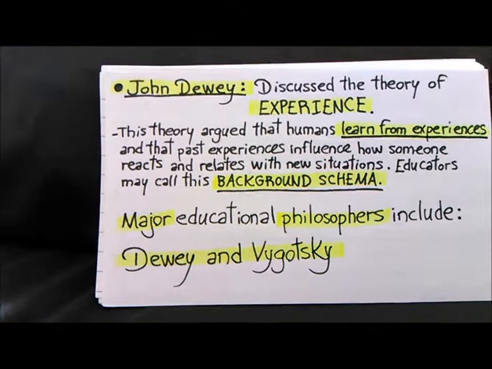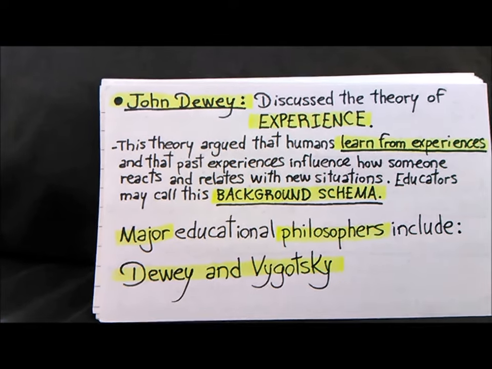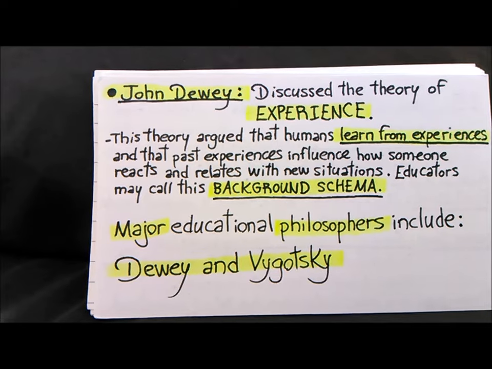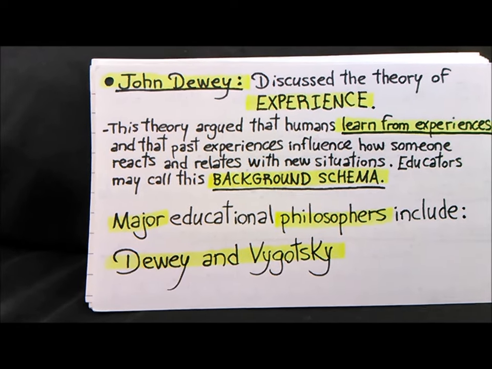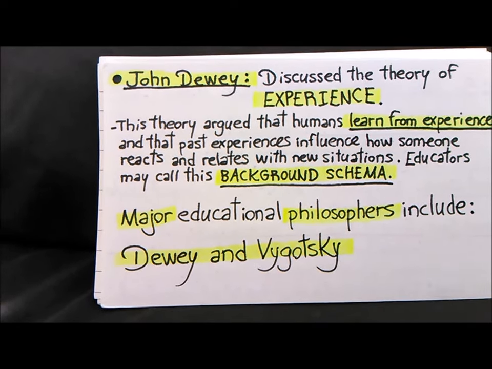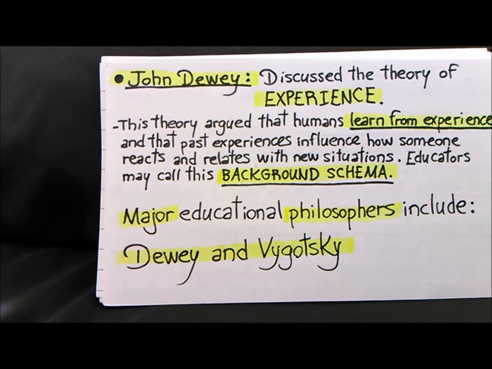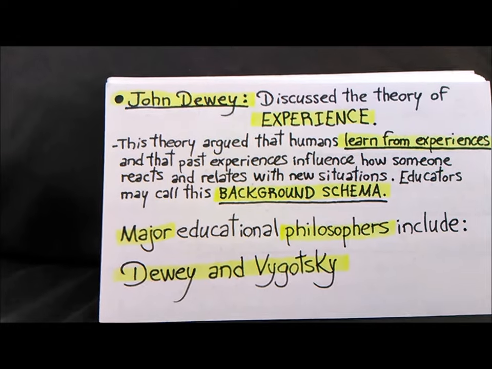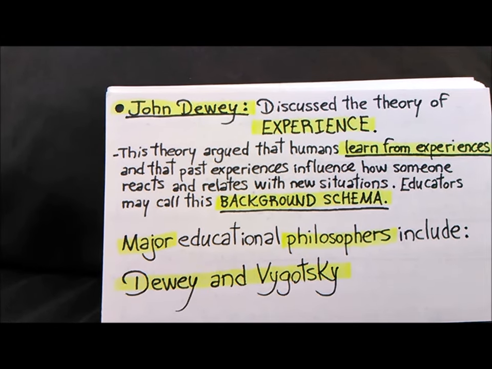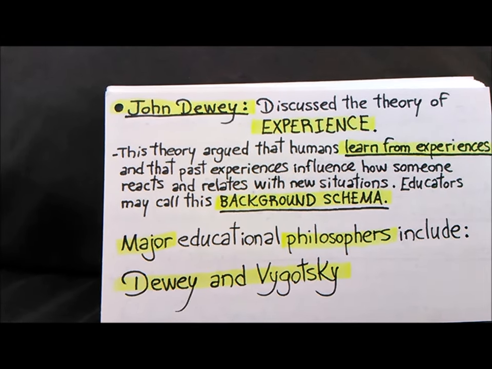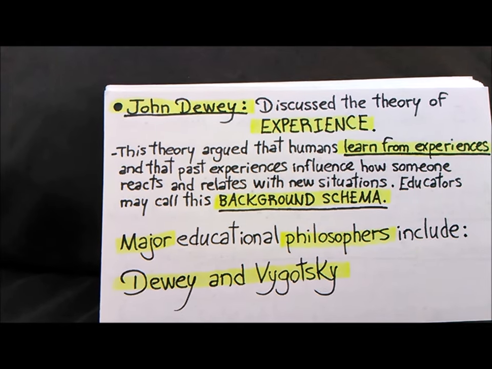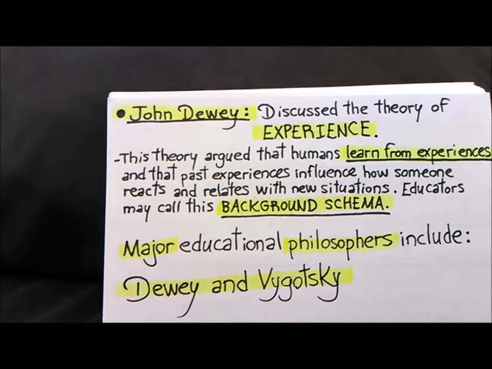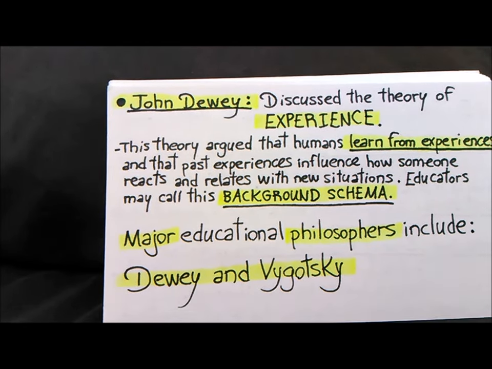Then there's John Dewey. He discussed the theory of experience. This theory argues that humans learn from experiences and that past experiences influence how someone reacts and relates to new situations. Educators may call this background schema. Major educational philosophers include Dewey and Vygotsky.